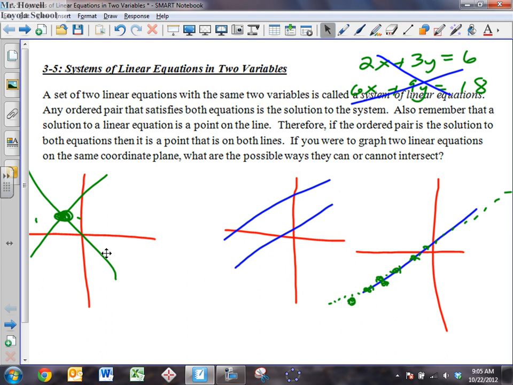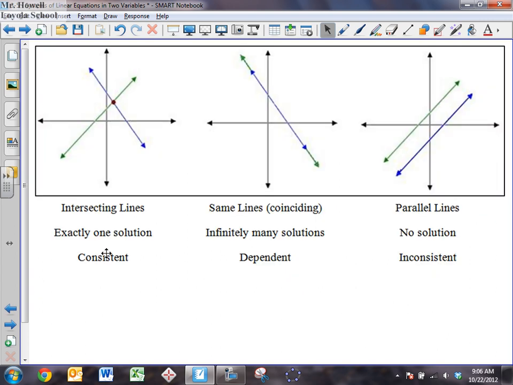So to summarize, I summarized that on the next page, so that's what we're going to go through. Intersecting lines have exactly one solution, and we call this consistent.